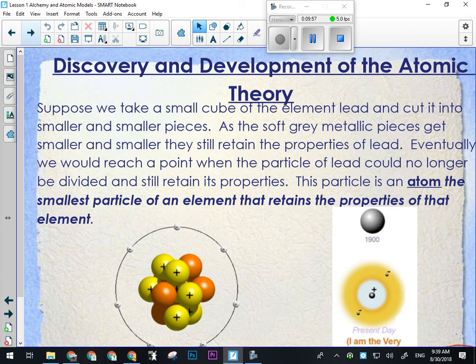If we start cutting it down, we get smaller and smaller gray metallic pieces, but they still retain the properties of lead, and eventually you'd reach a point where you couldn't cut that piece any smaller without actually changing what it was. That would be a single atom. If I was to actually split that atom, would it be lead anymore? No, because now I would have two smaller atoms, with a different number of protons, electrons and neutrons. It would actually be something different.